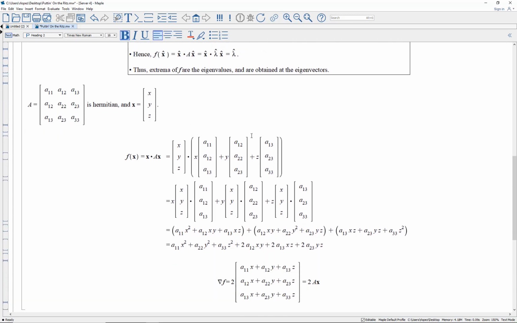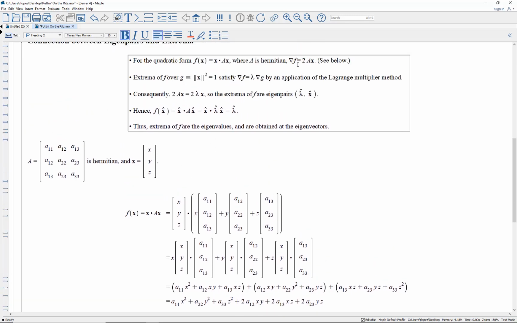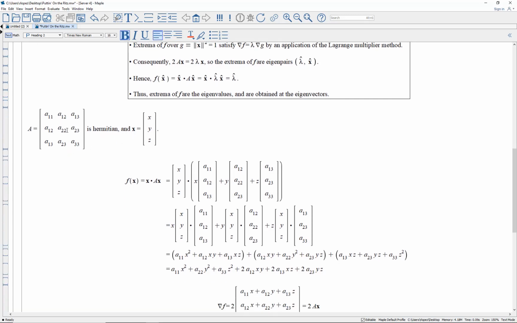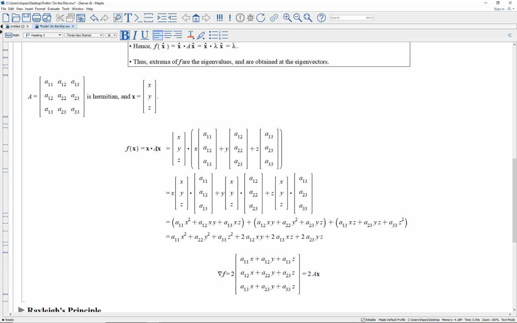So now let's prove this contention here, grad f. Okay, so here's A. I look at the 3x3 case. Remember, it's Hermitian, so you have the symmetry. And here's x. So what does x dot Ax look like? Well, here's x dot Ax.